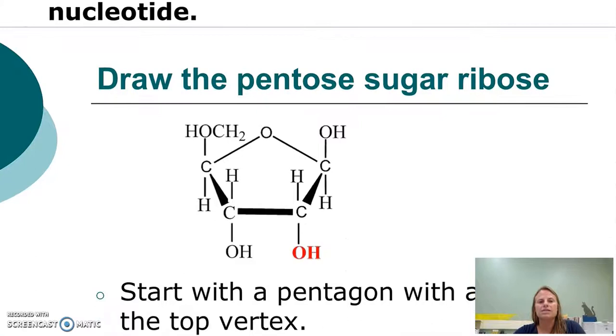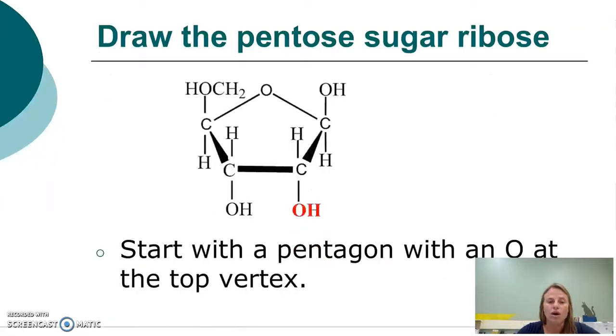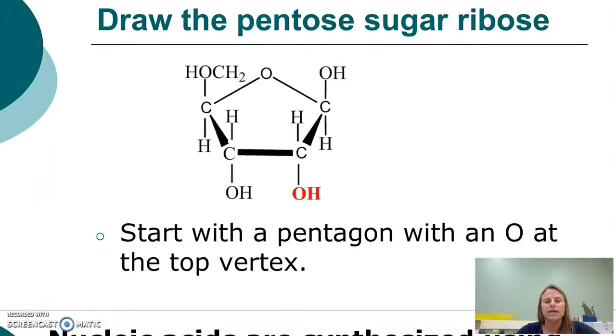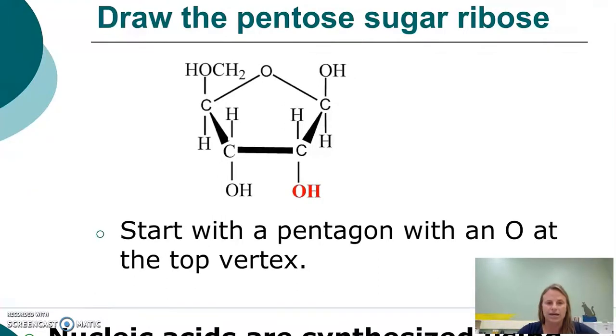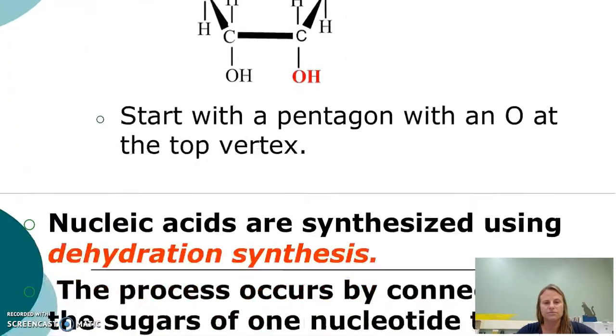Now, on the AP exam, you'll never be asked to draw ribose. On the IB exam, you could be asked to draw ribose, but in any case, you should be able to recognize the shape of ribose. Ribose is a sugar. It's a pentose sugar because it's 5 sides.